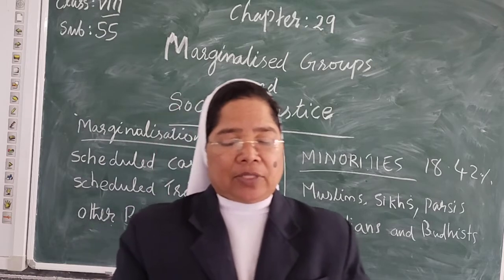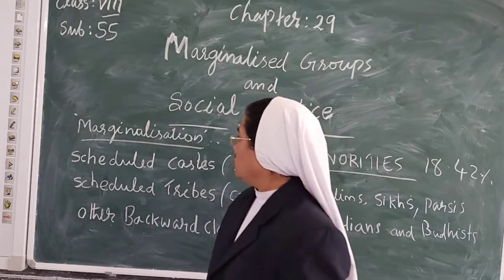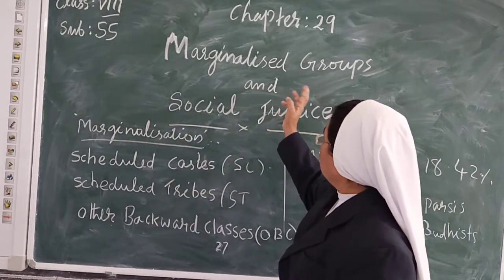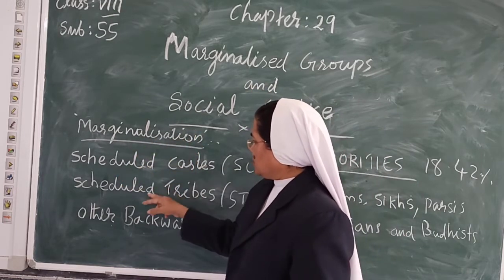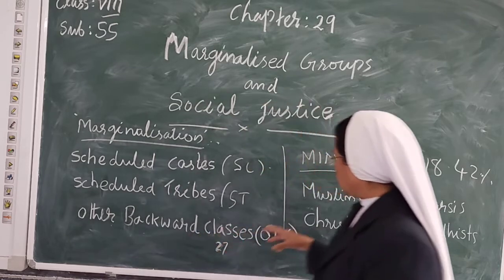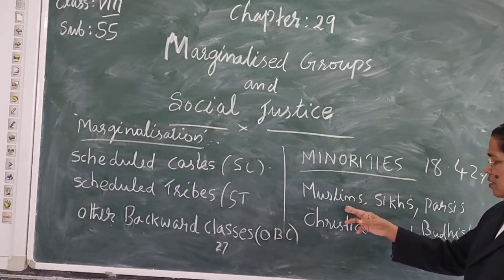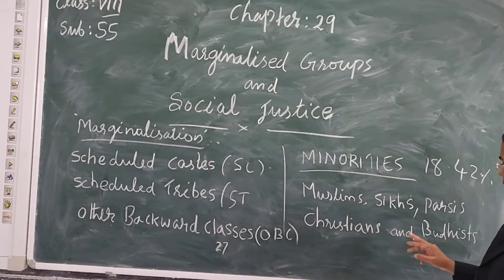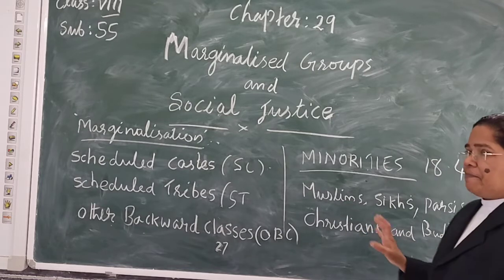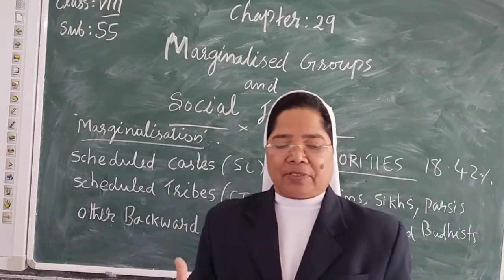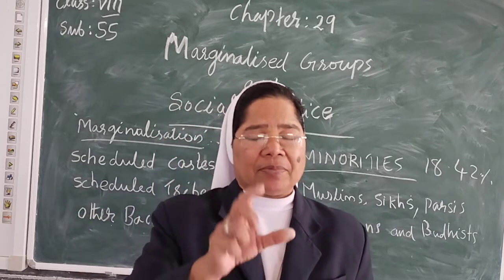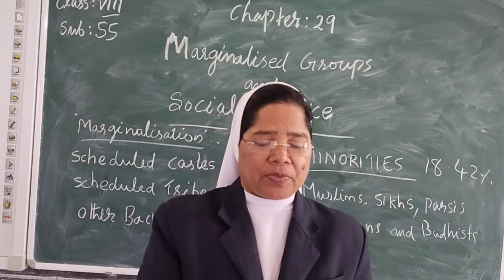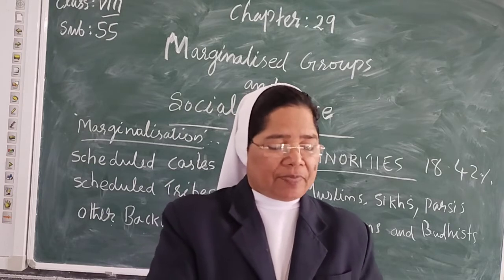So these are the main points on the socially marginalized groups, especially the scheduled castes, scheduled tribes, backward classes and the minorities, such as Muslims, Parsis and Christians. We have to study the steps taken for the upliftment of each group. So it is very important to study.